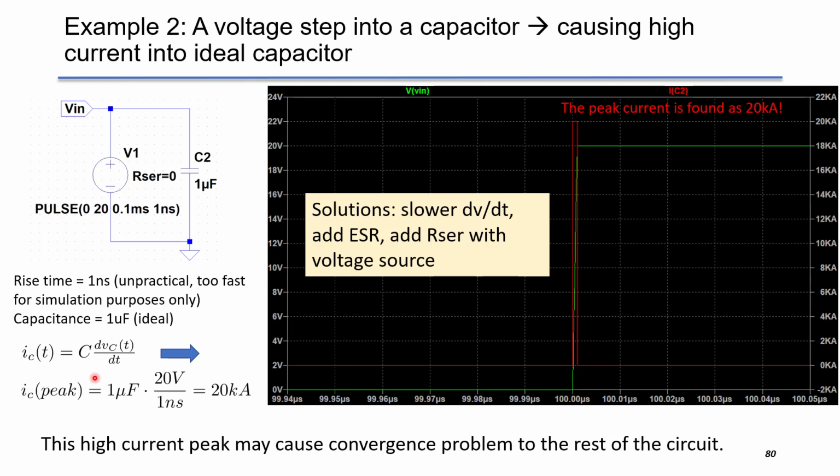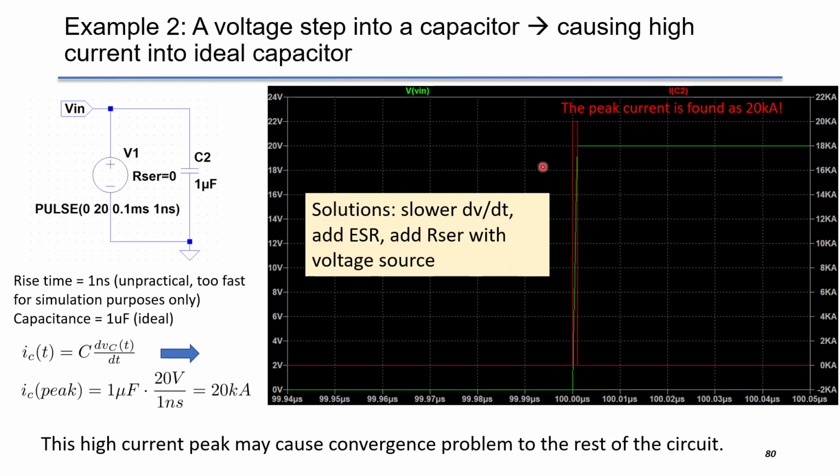According to this equation, the capacitor current is C times dV over dt. That's 1 microfarad times 20 volts over 1 nanosecond, which is 20 kiloamps. That means, in this case, this ideal voltage source will provide 20 kiloamps into this capacitor. Again, this is the ideal case simulation, and it's not practical.